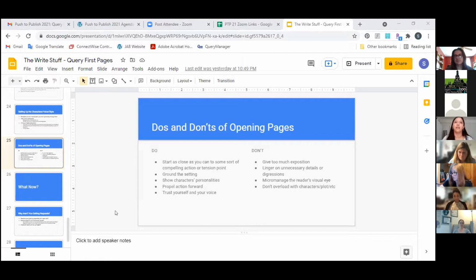An example I have is from recently working with someone on their pages. Her first scene was that it's morning. It's a young adult novel. It's morning. The main character goes downstairs. She has a conversation with her mom about breakfast. She goes to school.